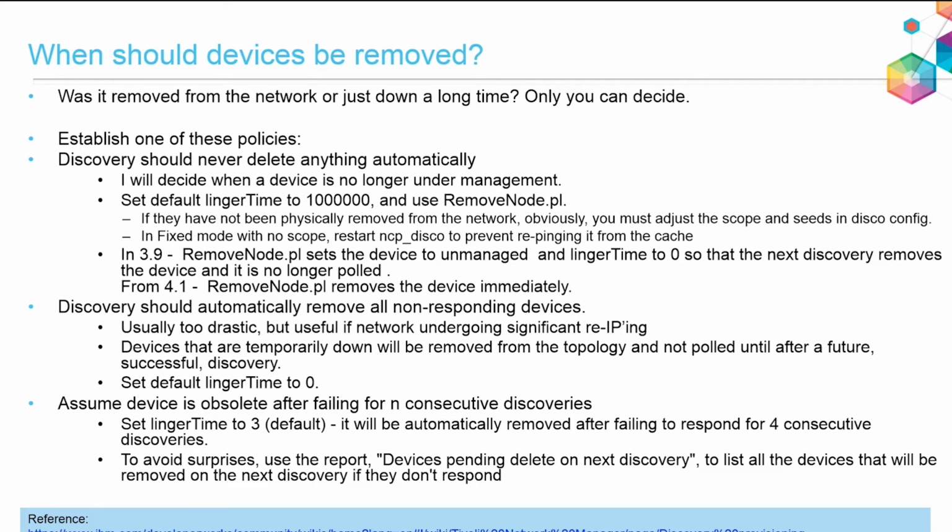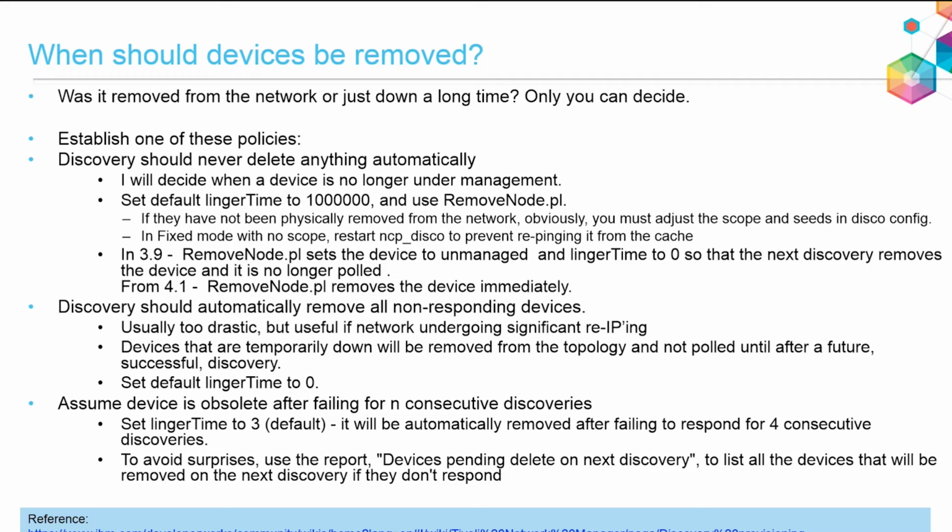So at the end of the cycle, when do you actually remove devices? This is fairly straightforward, except there is some confusion in the sense that ITNM can automatically remove them for you. But the problem is only you know when a device needs to be removed. For instance, if it's not responding, is it just down for a little bit? Has it been removed from the network and never coming back? Only you know that. ITNM doesn't know that.